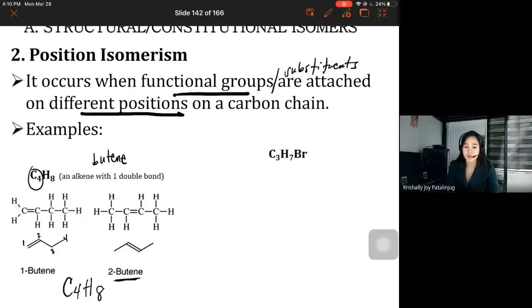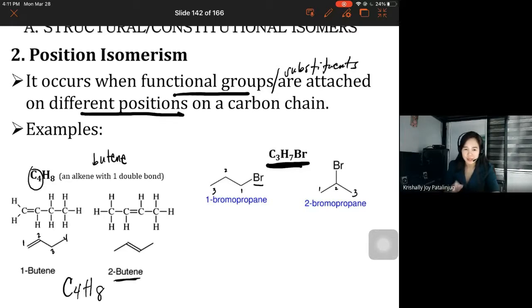Okay? Sige. Another example, C3H7Br. This is an example of halide. No? Haloalkane or halide. Kumbaga, meron kang alkane chain with a halogen. Now, for this formula, we could have the bromo attached to carbon 1 or a bromo attached to carbon 2. So, example din yan ng position isomerism. Kasi, the structure differs due to differences in the position of bromo. No, nagkaiba lang sila sa positioning ng bromo, but they still have the same formula.